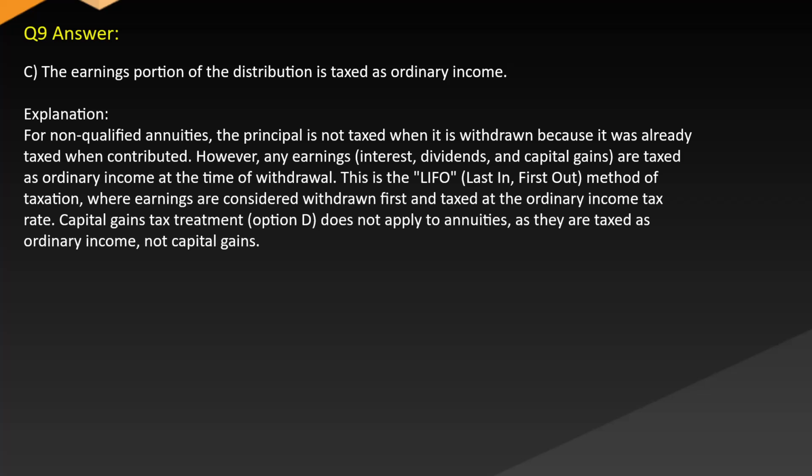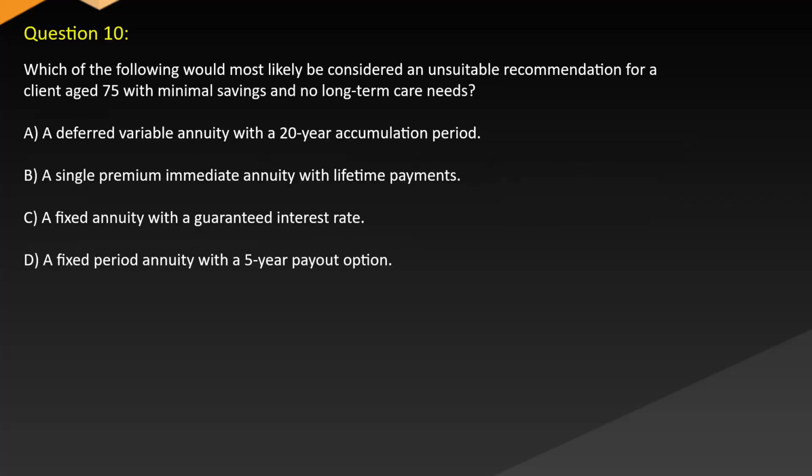Explanation. For non-qualified annuities, the principal is not taxed when it is withdrawn because it was already taxed when contributed. However, any earnings, interest, dividends, and capital gains are taxed as ordinary income at the time of withdrawal. This is the LIFO, last in, first out method of taxation, where earnings are considered withdrawn first and taxed at the ordinary income tax rate. Capital gains tax treatment, option D, does not apply to annuities as they are taxed as ordinary income, not capital gains.